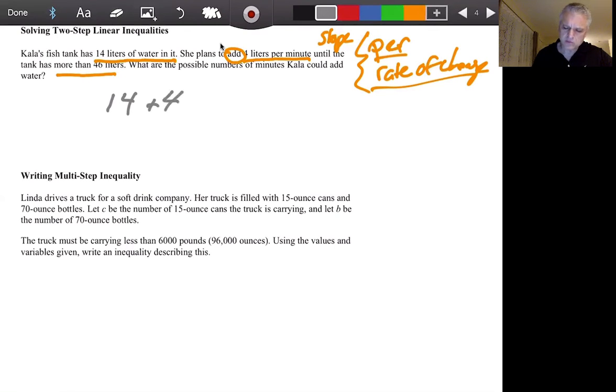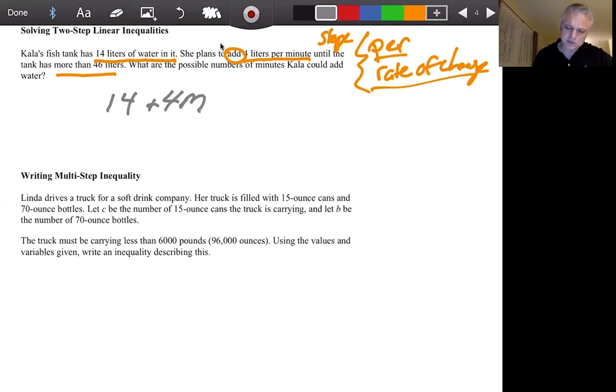So we can say that we're going to use m, because if it's per minute, m is going to be my number of minutes. So like if I add water for 2 minutes, well, 4 times 2 tells me that I'm going to be adding a total of 8 liters. So 4 liters the first minute and 4 liters the second minute. Okay, so 4 liters per minute times minutes.